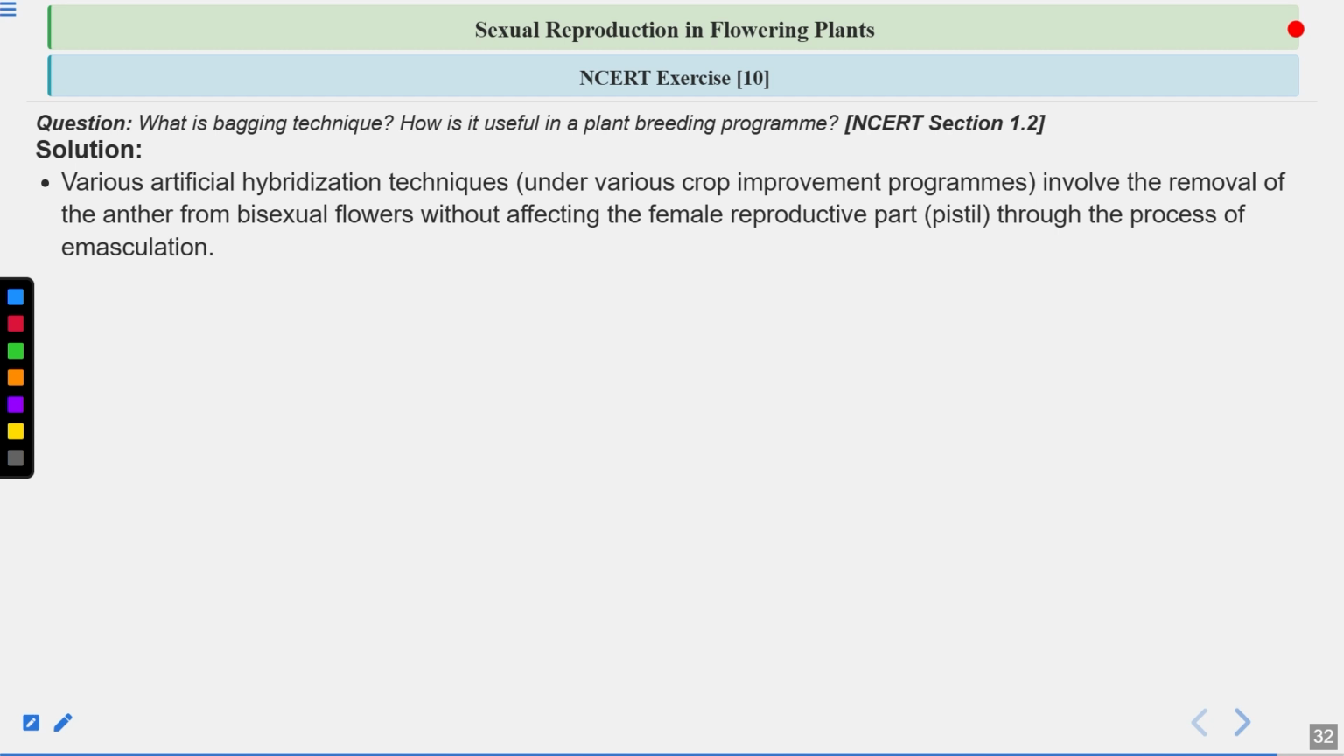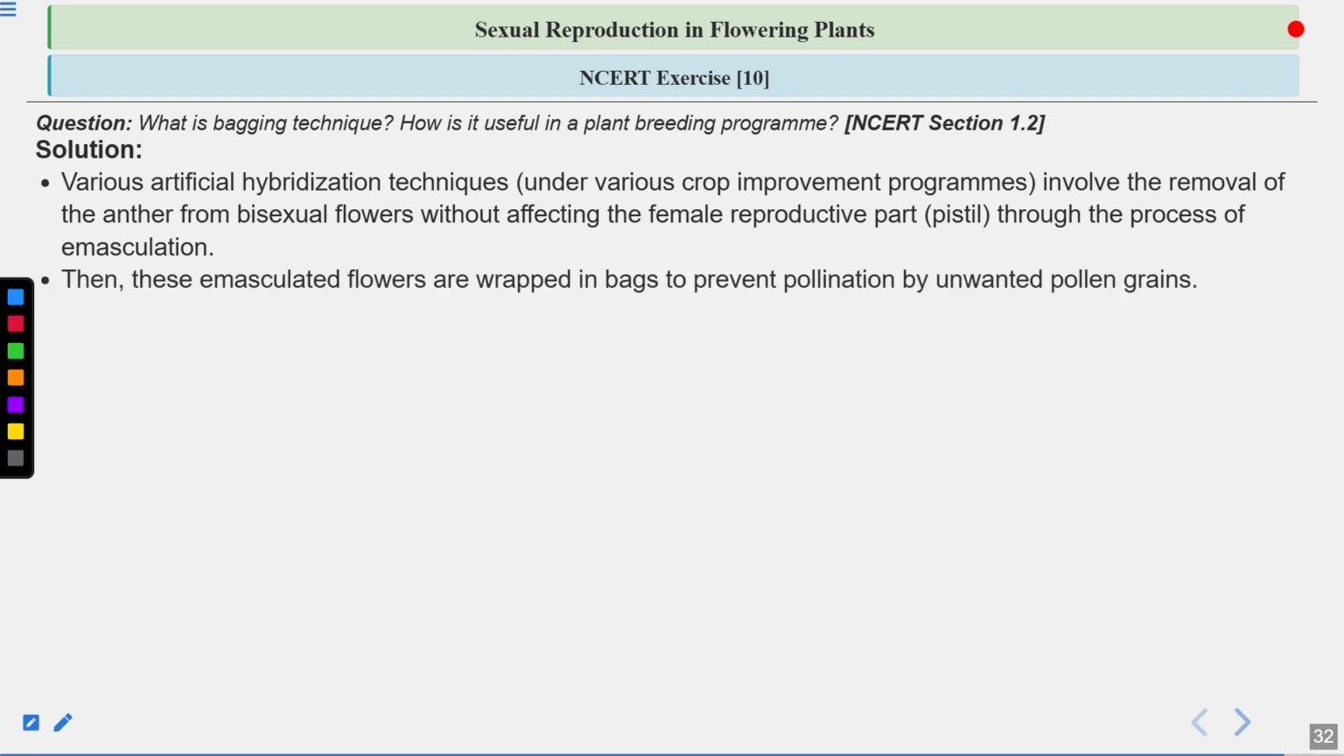Now this flower has only the female reproductive organ, this means that this is a female flower, right? So the anthers are removed from the bisexual flower without affecting the female reproductive part, the pistil. Remove all that anther, and that removal of anthers is called emasculation. You will do it with the help of forceps. One by one, you will remove all the anthers, and this process is called emasculation.